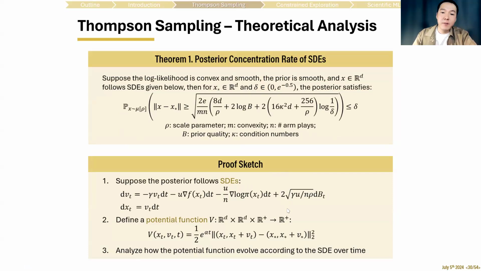So for the first step, given the SDEs showing here, we define a potential function and analyze how it evolves according to the SDEs over time. Then we can get the posterior concentration rate like this one.